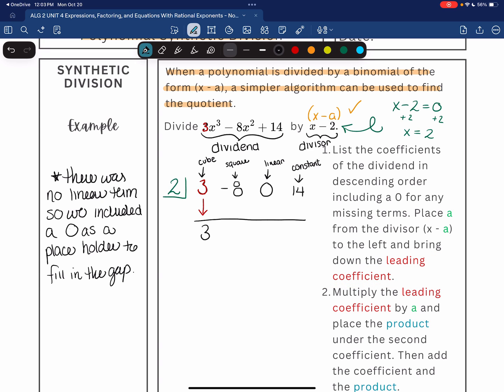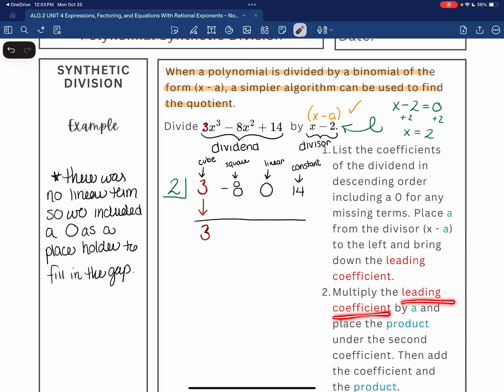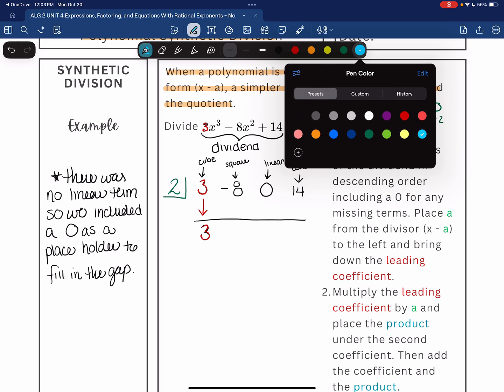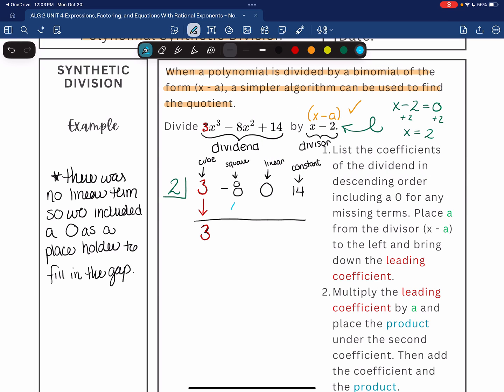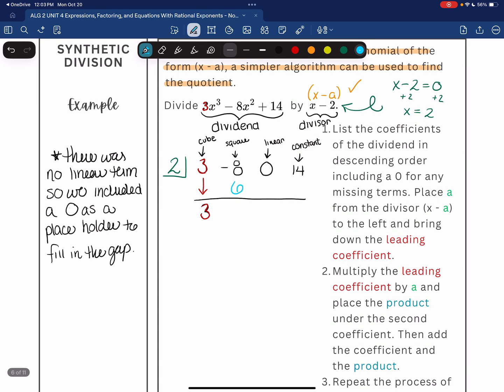Now we start our algorithm. We're going to multiply our leading coefficient, which is right here, our 3. I brought down that 3. That's my leading coefficient of 3. I'm going to multiply that leading coefficient by our a value and place the product, which we'll do in blue, under the second coefficient. So 2 times 3 is 6. We place that under the next coefficient. Then we add the coefficient and that product. So when I take -8 and add to it 6, we get -2.